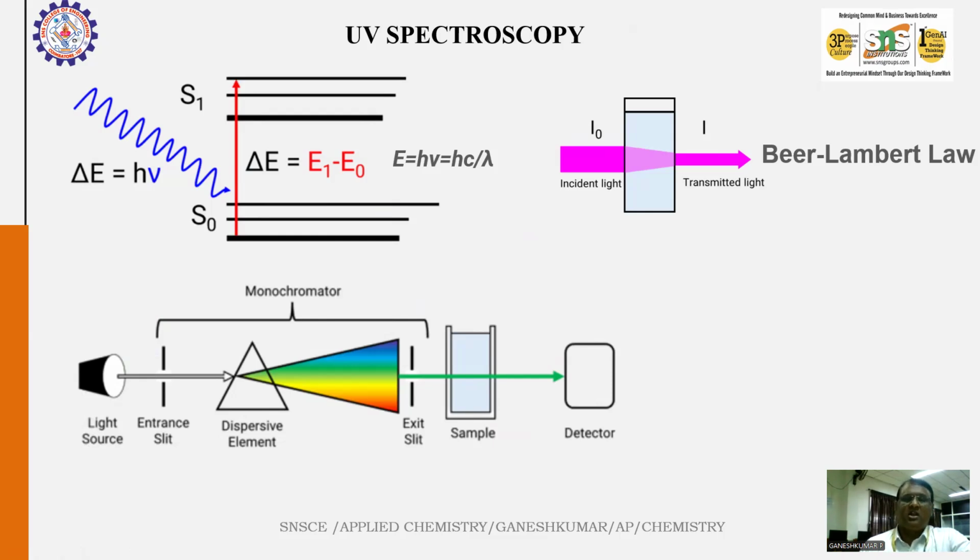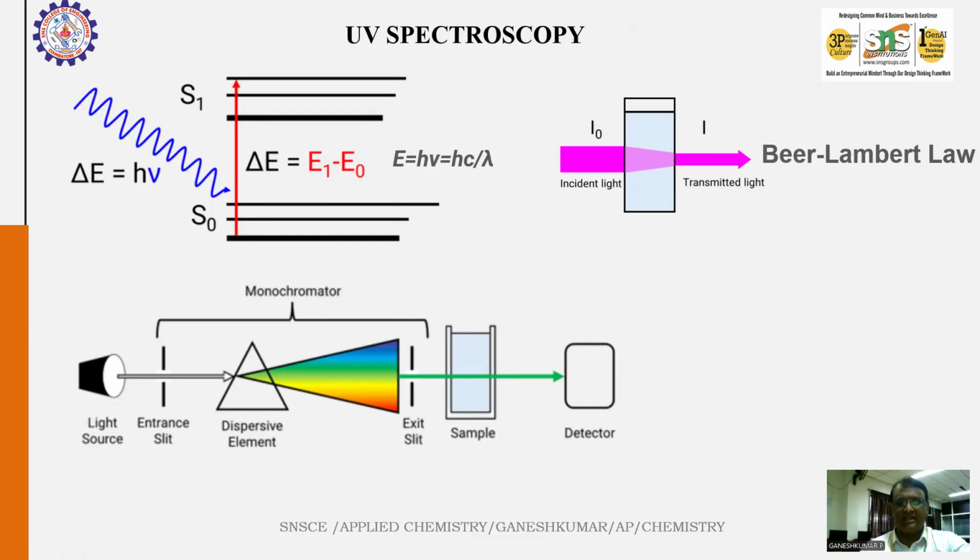So the Beer-Lambert law says that log I naught by I, that is the logarithm of the ratio between the incident light and the transmitted light, is directly proportional to the concentration, the length of the sample container, and the molar absorption coefficient. In a simple way, absorption is directly proportional to concentration. When the concentration increases, the absorption also increases.